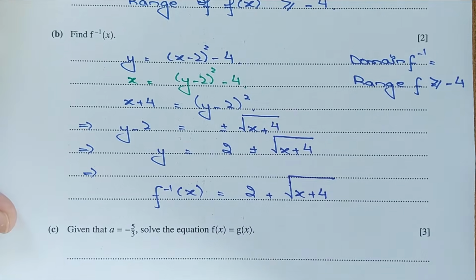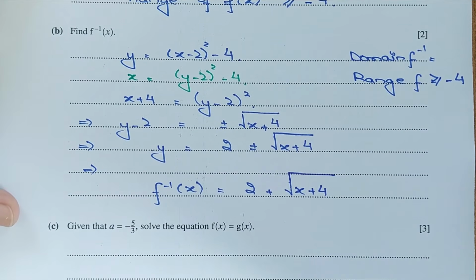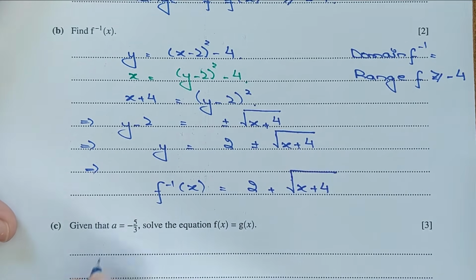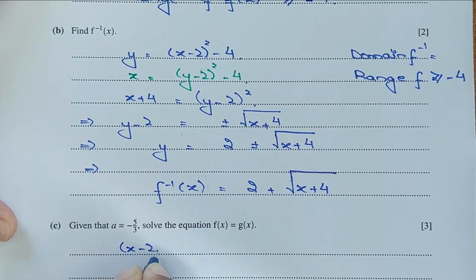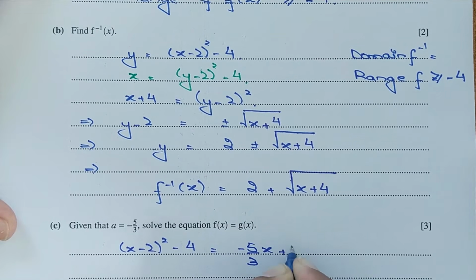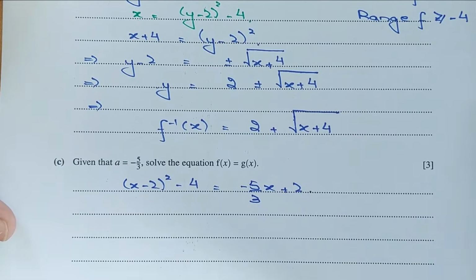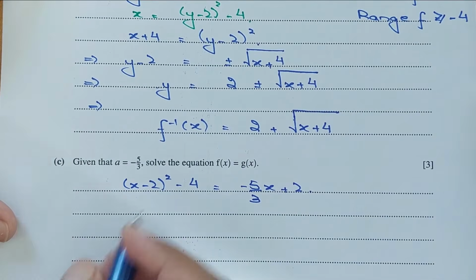because it satisfies the domain and range. Now for part C, given that a value is -5/3, solve the equation f of x equals g of x. So f of x we have been given is (x minus 2) whole squared minus 4. This would be equal to g of x, ax plus 2. A value is -5/3, so -5/3 x plus 2. Right. Now let me solve for x.